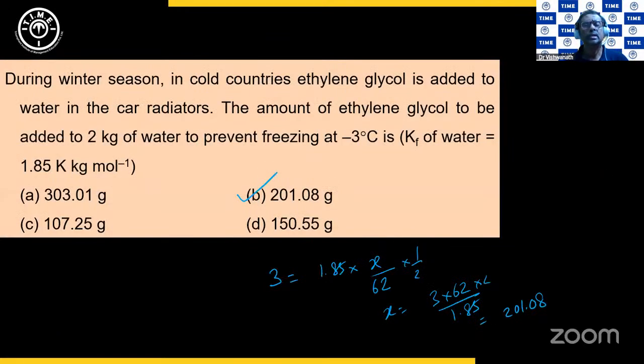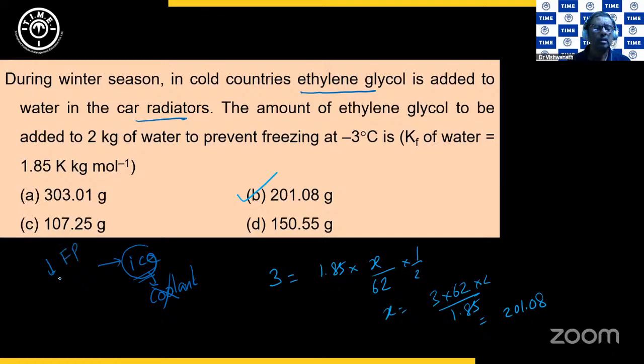So during winter season in cold countries, ethylene glycol is added to water in car radiators. Because what will happen when the temperatures become sub-zero? Water becomes ice. When it becomes ice, it cannot flow and it cannot function as a coolant. Ice is not a coolant, right? So we have to prevent the water from turning into ice. So you have to decrease the freezing point. That is what is necessary now.